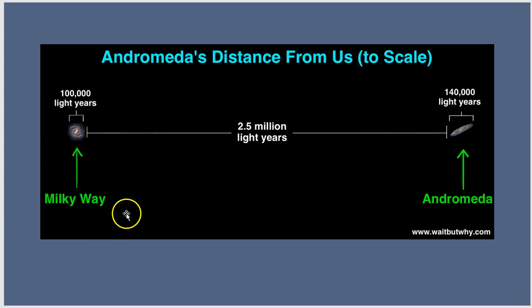And this will give you a sense of the scale relative to the size of the galaxies. So the Milky Way Galaxy is about 100,000 light years across. It would mean light would take 100,000 years to get from one end to the other end of the Milky Way. Well, it takes light 2.5 million years to travel to the Andromeda Galaxy. You'll notice Andromeda is a bit bigger than the Milky Way, 140,000 light years wide.